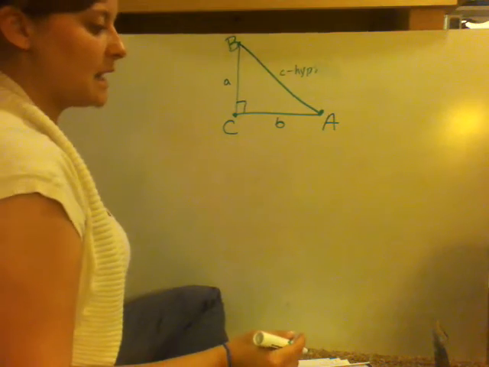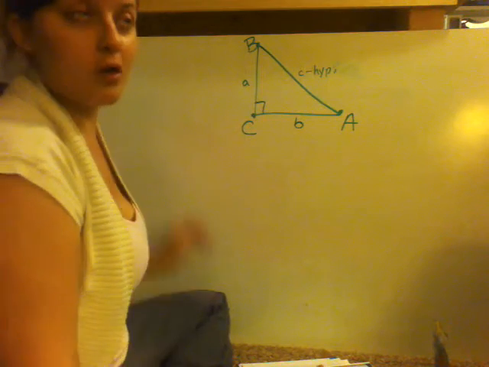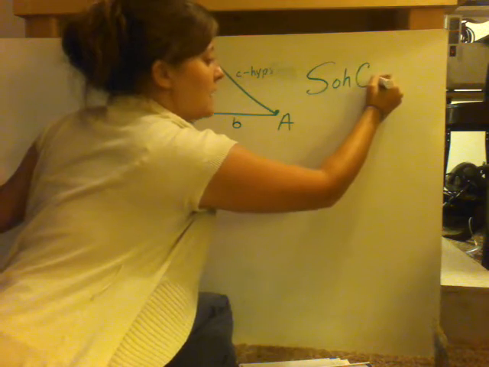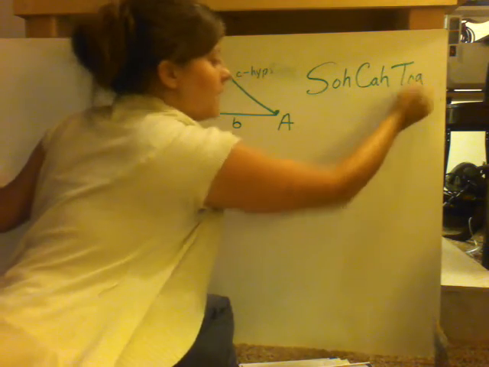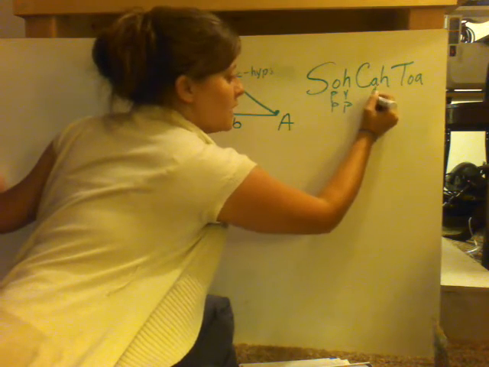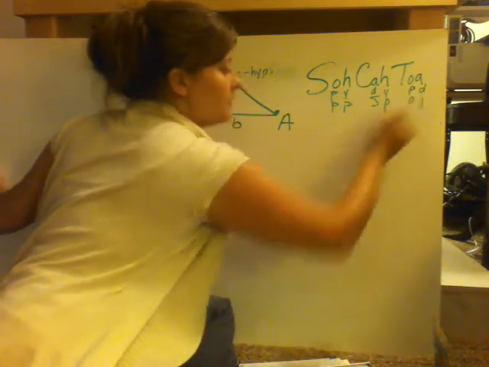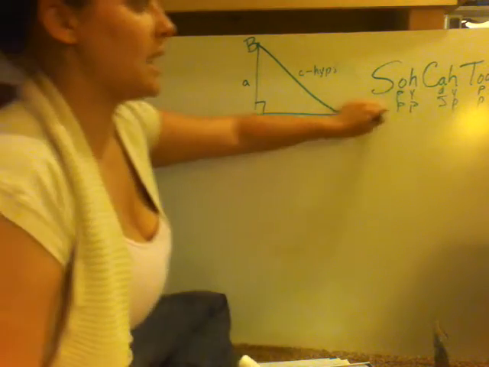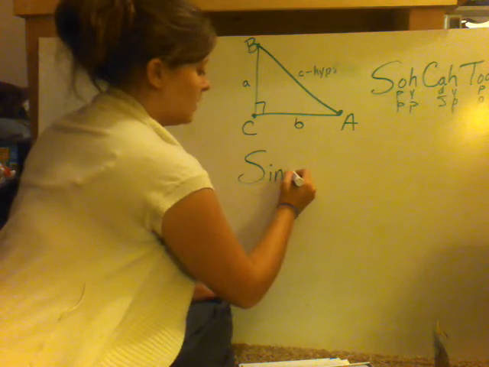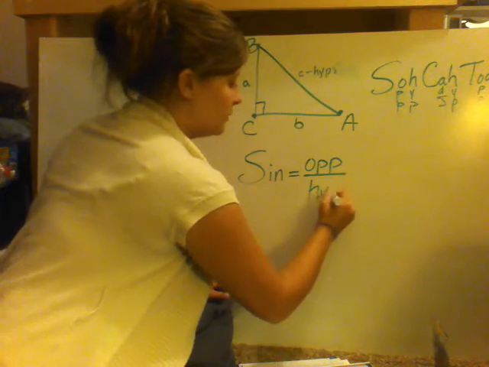So when I'm setting up my sine, cosine, tangent, remember SOHCAHTOA. Alright, so we've got SOHCAHTOA. And this is opposite, hypotenuse, adjacent, hypotenuse, opposite, adjacent. Okay? And that's sine, cosine, tangent, which I'll write out here in a second. So my sine is going to be equal to opposite divided by my hypotenuse.